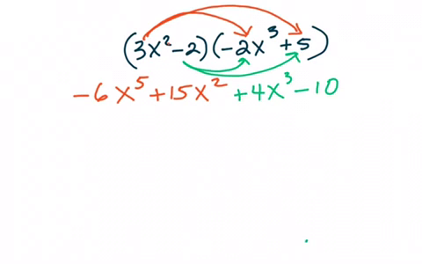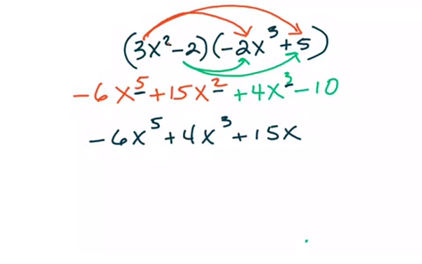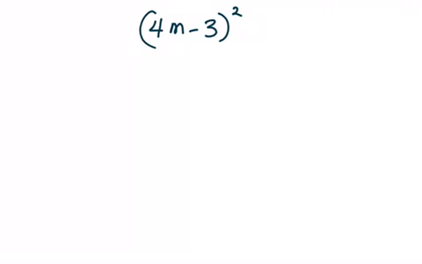All right, well, here we have it. There's nothing to combine. But to make it exactly right, we have to write it like this. We start with the highest exponent, negative 6x to the fifth. The next exponent is 3, plus 4x cubed. Then it's a 2, plus 15x squared, and then minus 10. That's my answer. Okay? Here's another example, and the question that they might ask you is to find the square.